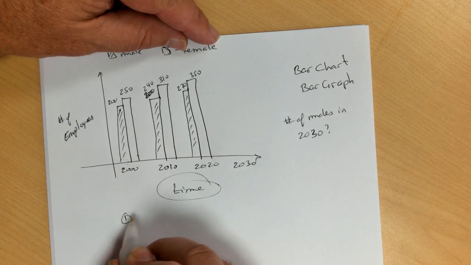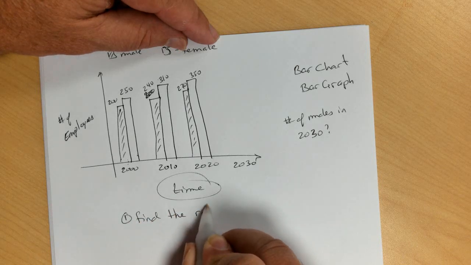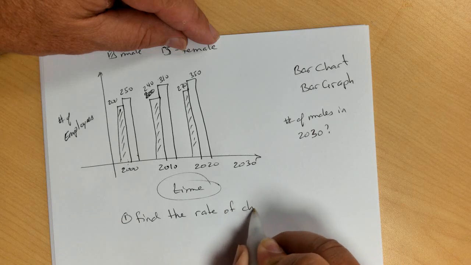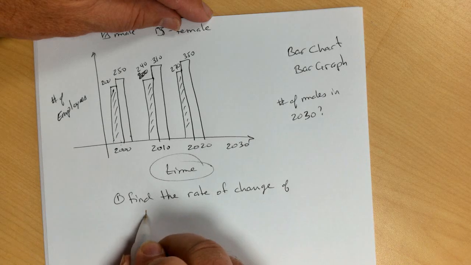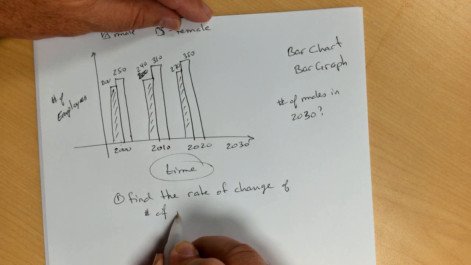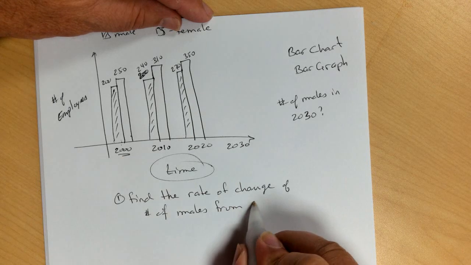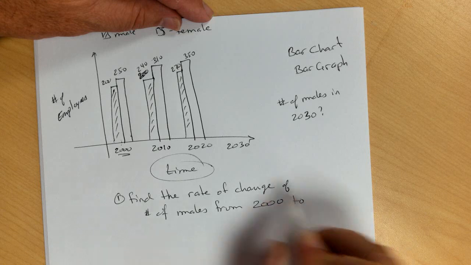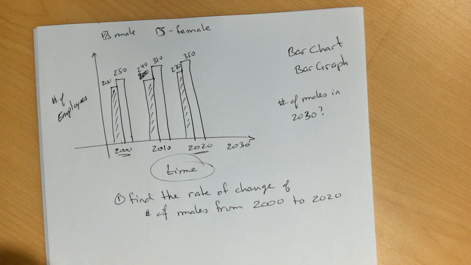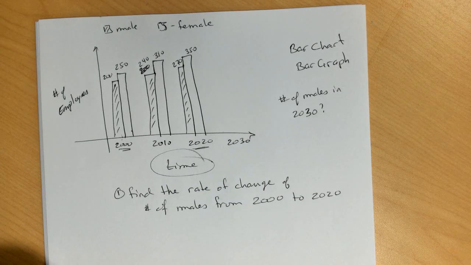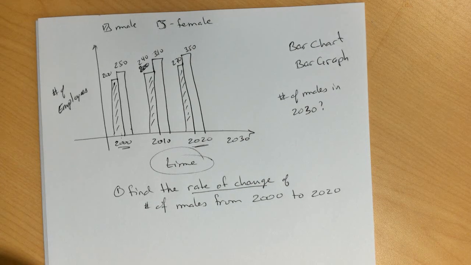Well, first off, find the rate of change of the number of males from the beginning to the last piece of information we have. Find the rate of change. When I say rate of change, what's the word of that in mathematics?